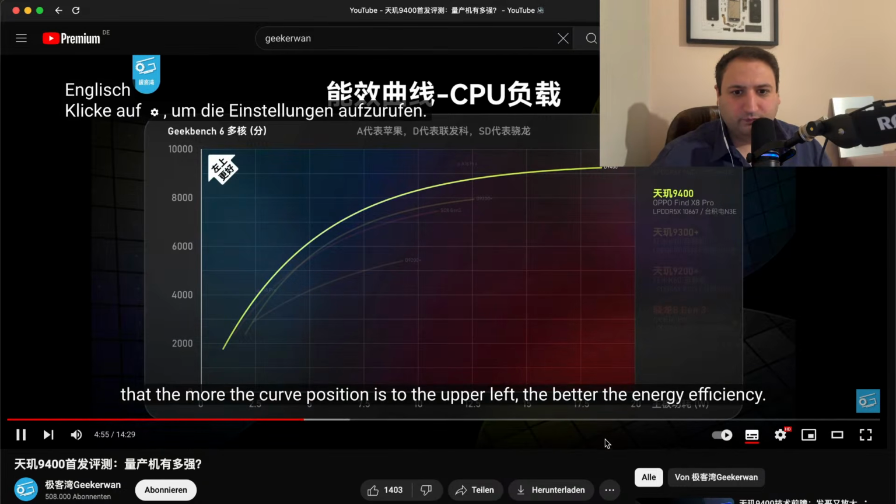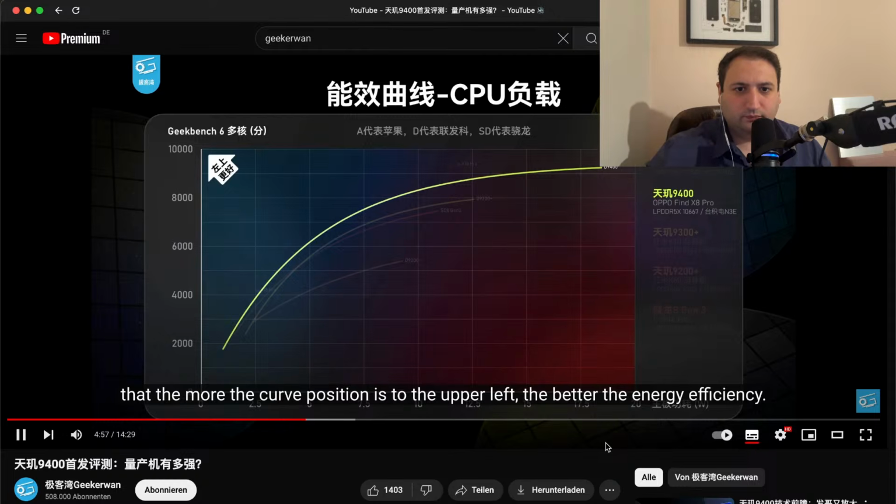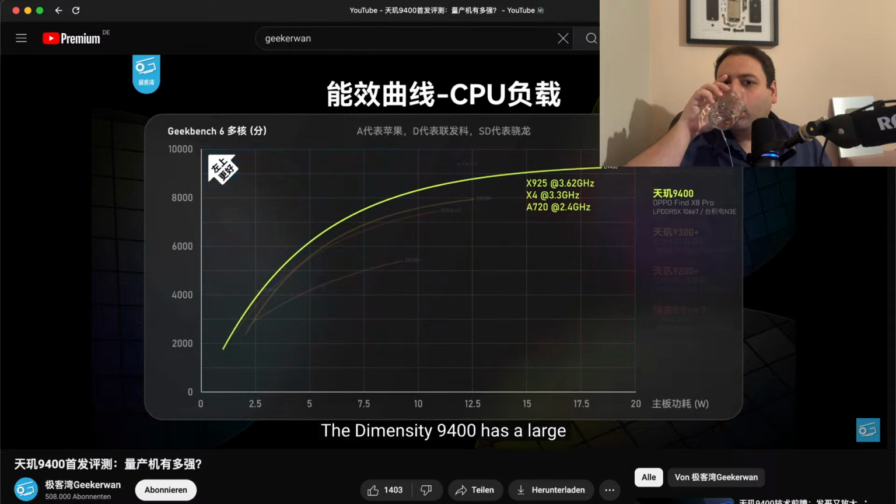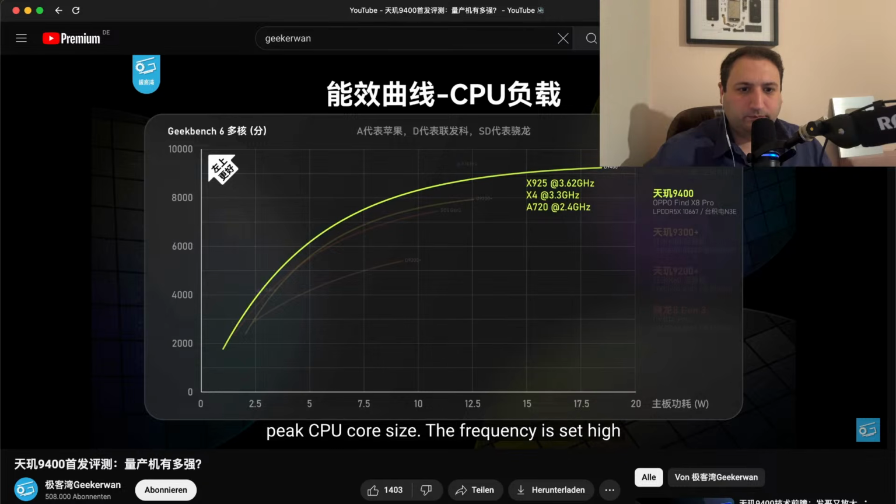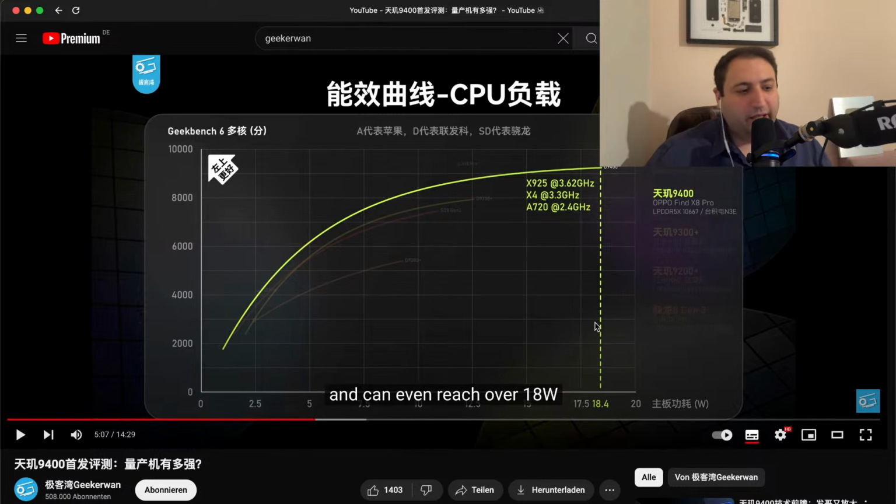Again, and this is the same defense that I gave the A18 Pro. I have no idea if that is actually a sustained peak power consumption or if that's a spike in peak power consumption.